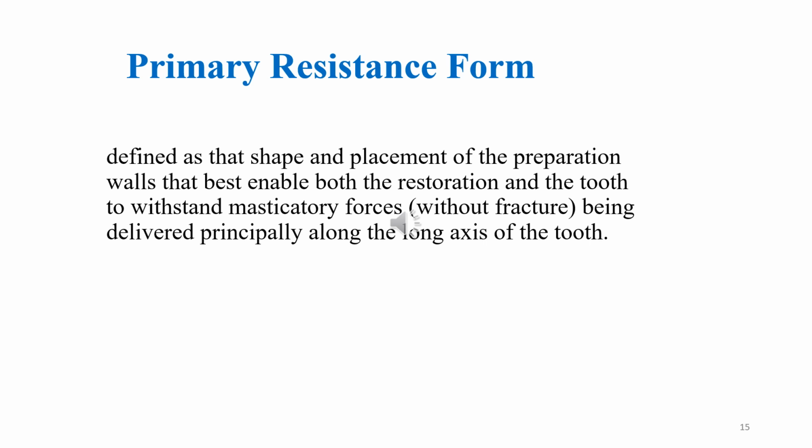The next step of cavity preparation is primary resistance form. It is defined as the shape and the placement of the preparation walls that best enables both the restoration and the tooth to withstand masticatory forces without a fracture, being delivered principally along the long axis of the tooth.